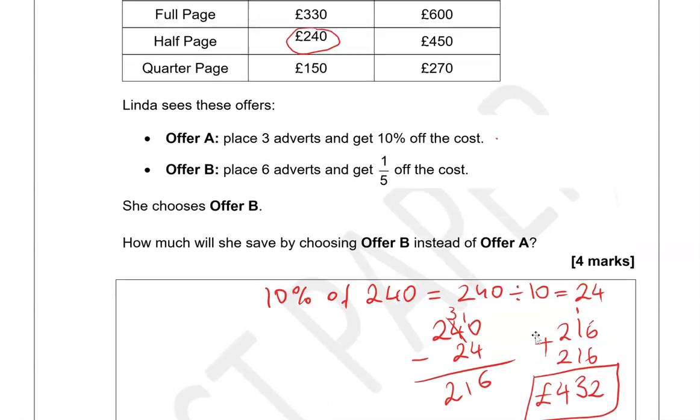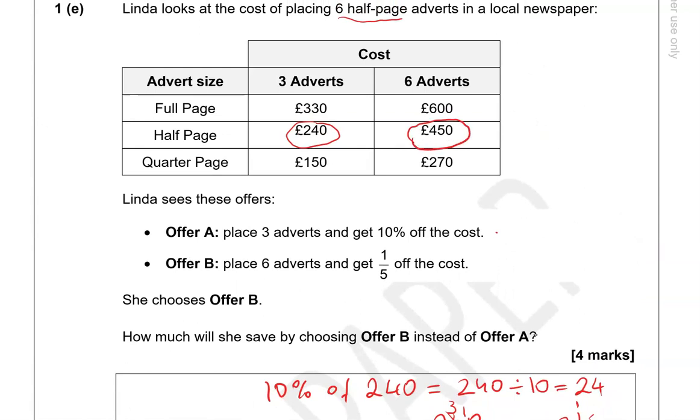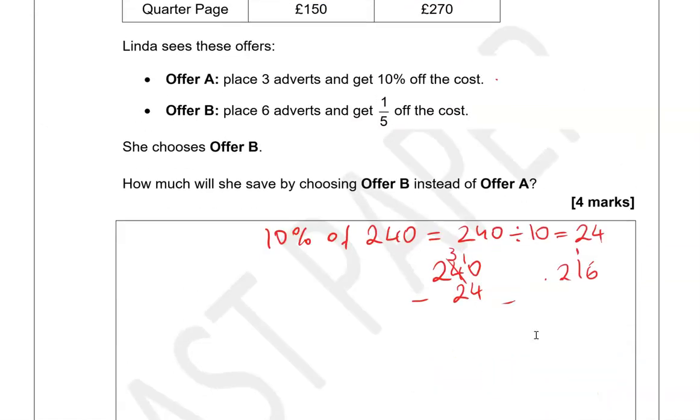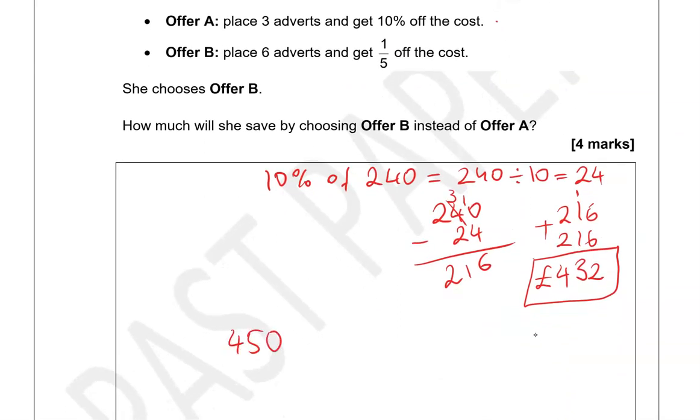Now let's look at offer B. That's for 6 adverts. Half page, that is 450. So 450, 1/5 off. To work out 1/5, we're going to divide by 5. So 5s into 4 don't fit, so we're going to fit them into 45. How many 5s into 45? That is 9. Nothing remaining. How many 5s into 0? That is 0. So that is £90 discount.